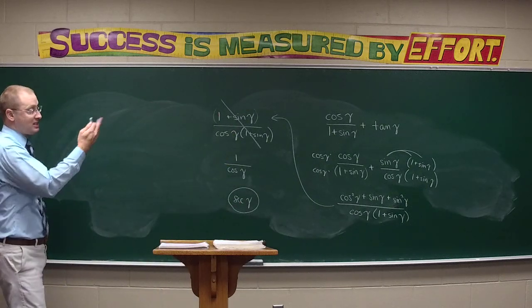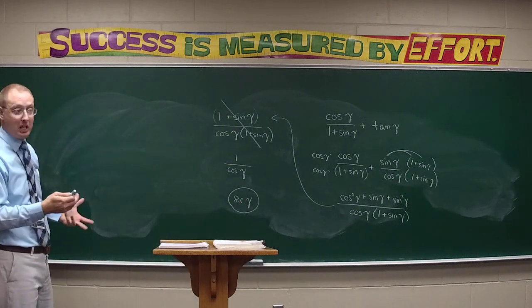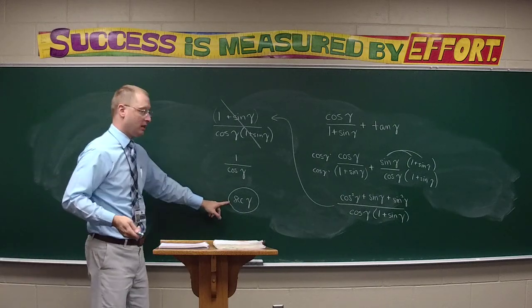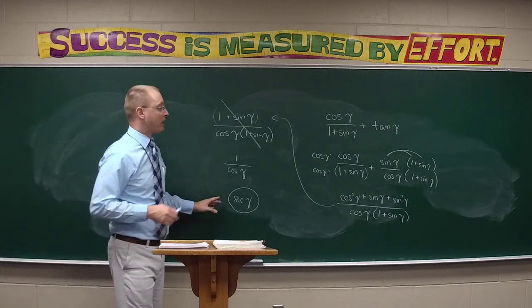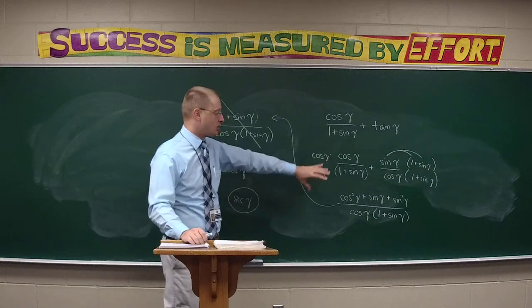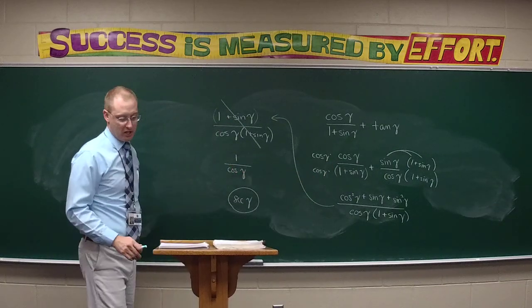It's a weird way to write secant gamma, but it's the same thing, right? They're equal, and we've simplified the trig expression. But a lot of times, as I said, starting with sines and cosines allows us to work these things through.